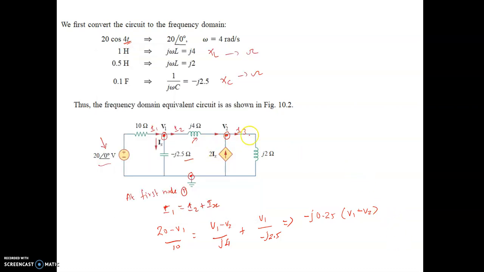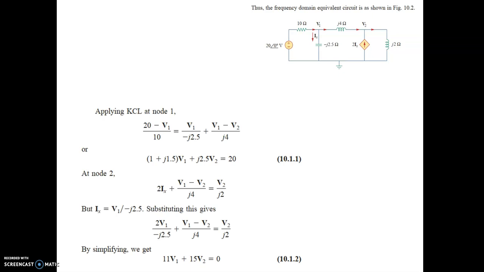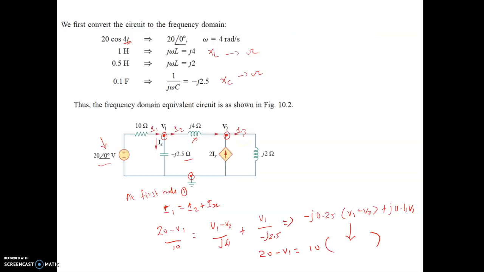So minus J is there, so it will be converted into plus J 0.4 V1. Now 20 minus V1 is equal to 10 of this. Once you simplify this one, you will get this equation. Similarly, for node 2, you have to write another equation.